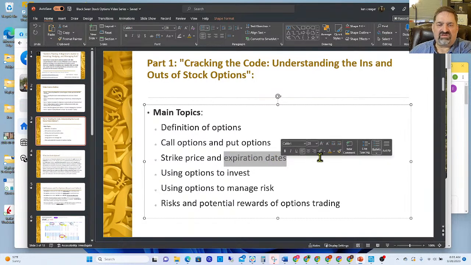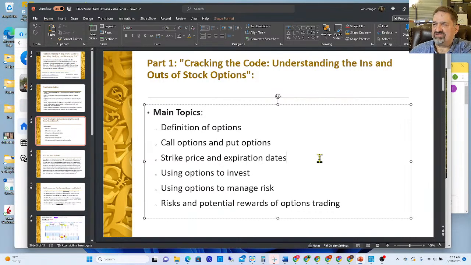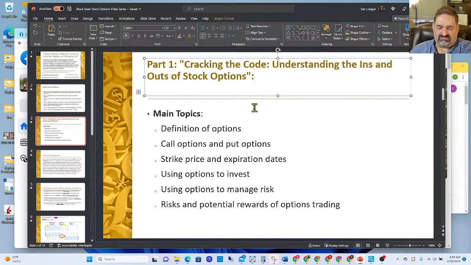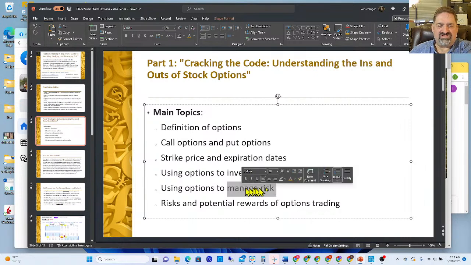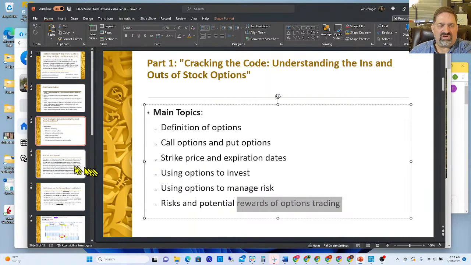It's very important. With options, not only do you have to get the price, or the direction of price movement, right, but you need to get the timing correct, because when it expires, it expires. If you bought a call option and it expired at the end of the month, and on the first day of the next month that stock jumps up really big, well, you lost all your money because your option expired before that happened. Using options to invest, using options to manage risk, and what are the potential rewards?